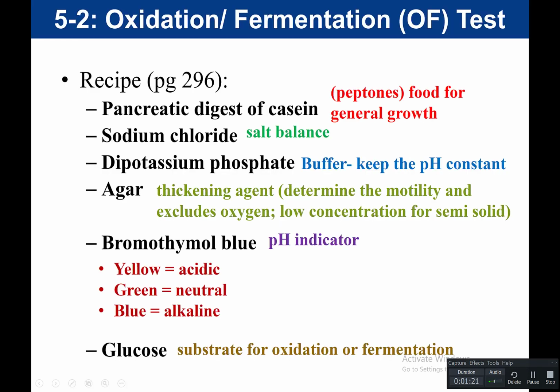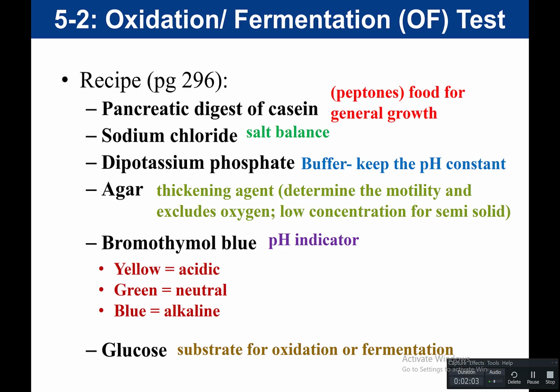So when we look at the readout, again, we have our recipe here. You don't have to memorize every ingredient that's in there. Again, you should understand a general idea that the purpose of a buffer is to keep the pH constant. You want to know that the agar is there as a thickening agent. Again, it has a low concentration. It's a semi-solid. And the purpose of that is that the agar is going to help to exclude the oxygen for the fermentation tube.